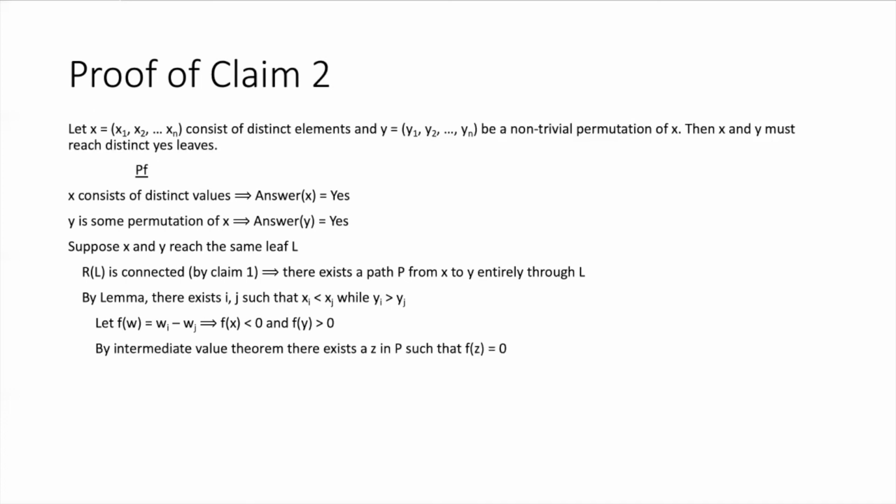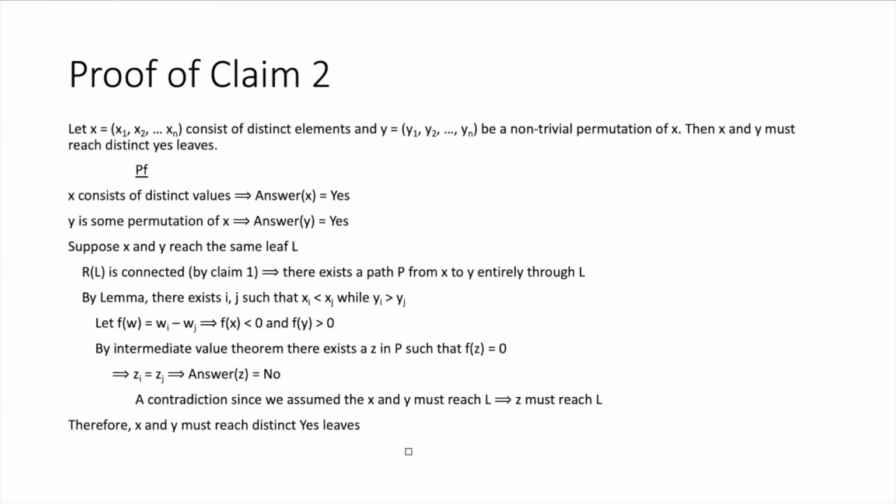Then by the intermediate value theorem, we can say that there exists a z in P such that f of z is equal to 0, right? So what does it mean for f of z to equal 0? That means that zi is equal to zj, which implies that the answer of z is in fact no. Well, this is a contradiction because we assumed x and y reach leaf L, which says that z must reach L, right? And that's by the previous claim that we just proved. So we have this contradiction, and therefore we can say that x and y must reach distinct yes leaves.